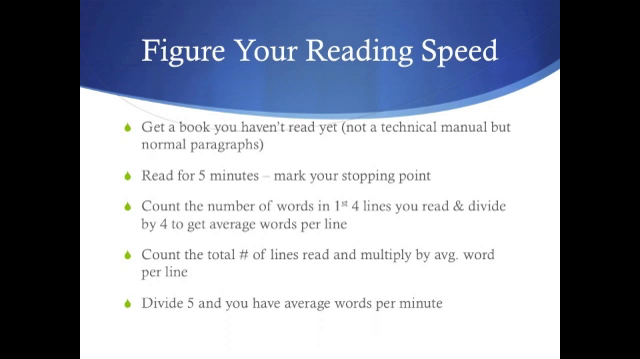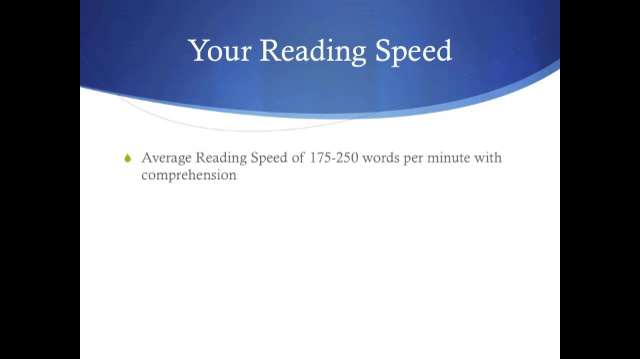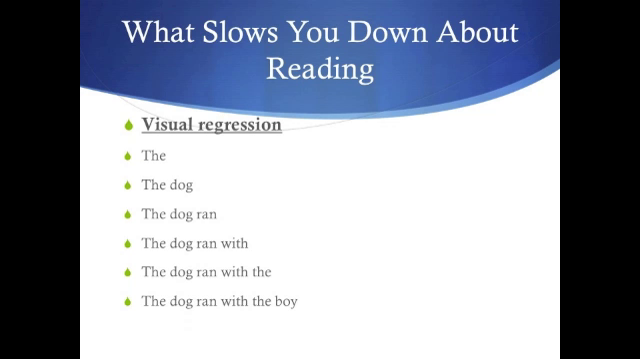So it sounds complicated, and I hate to bring math into this, but it's very simple. Read for 5 minutes, then figure out how many average words are per line by calculating that in the first 4 lines. Multiply it by the number of lines you read, and then divide by 5 for the words per minute. The average person reads 175 to 250 words per minute with comprehension. Again, if any of that didn't make sense to you on how to figure it out, go back and reread it. This is why you read slow.